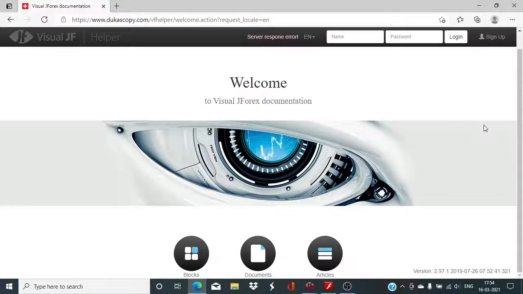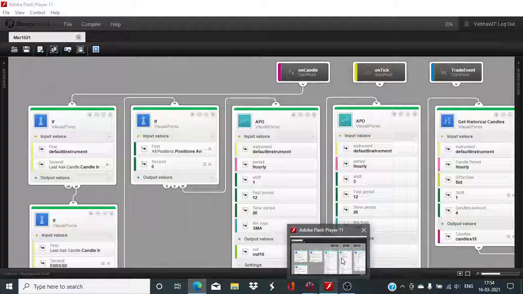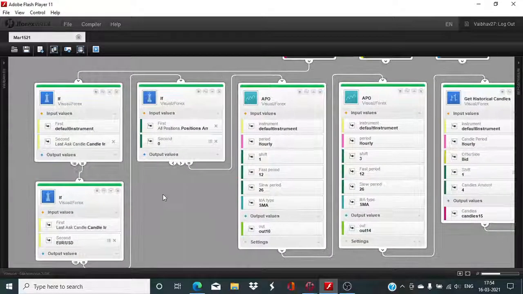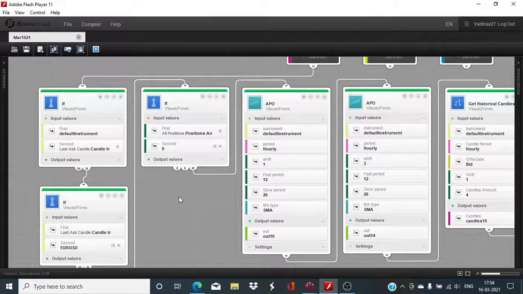Everyone, myself Vaibhav. In today's session of Visual JForex, we will be continuing to work with the indicator named Absolute Price Oscillator, APO. So now let us head to the Visual JForex board, which has been developed by the Dukascopy Bank SA, and on which we have developed this setup so far.